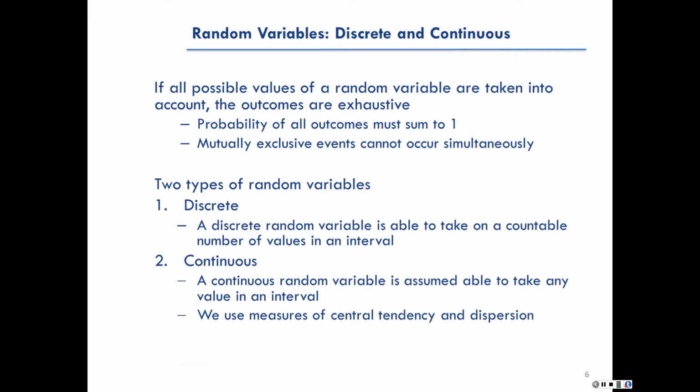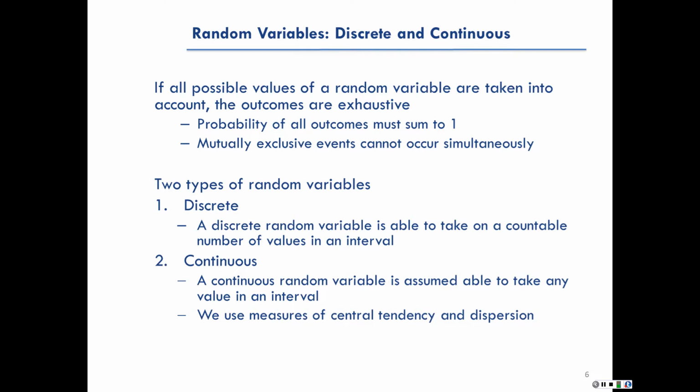First of all, if all possible values of a random variable are taken into account, the outcomes are exhaustive. That means, as I mentioned, the probability of all outcomes must sum to 1 on that variable. Also, mutually exclusive events can't occur simultaneously. So a given person can't have a birth order of first and second, for instance.